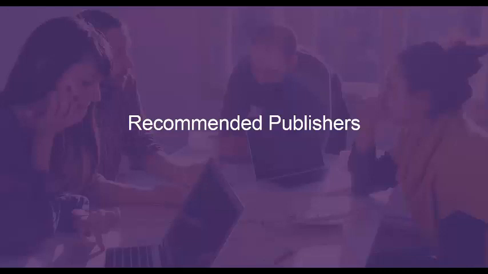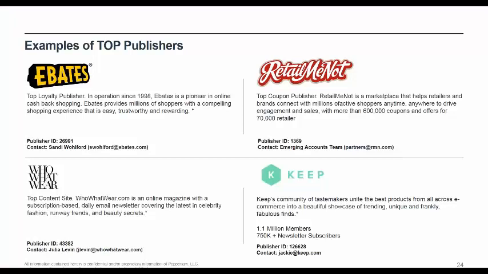And so finally, let's take a look at just a few recommendations for publishers and some different publishers to take a look at when you're first recruiting to your program. I have a few examples of top publishers on the network here, and these publishers all have a high transparency rating. You'll see Ebates, Retail Me Not, Keep, and Who What Where are all listed here. These are a variety of different publishers that use different promotional methods, including loyalty, coupon, content, and deal.